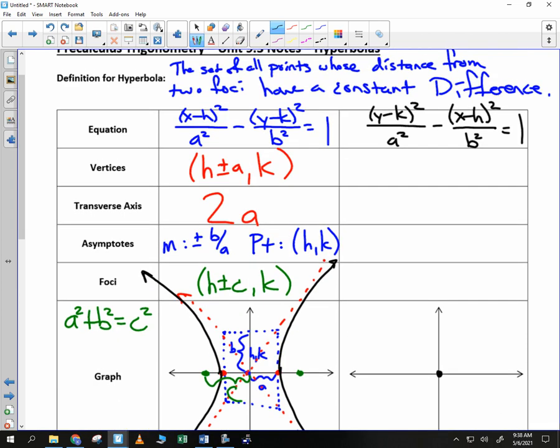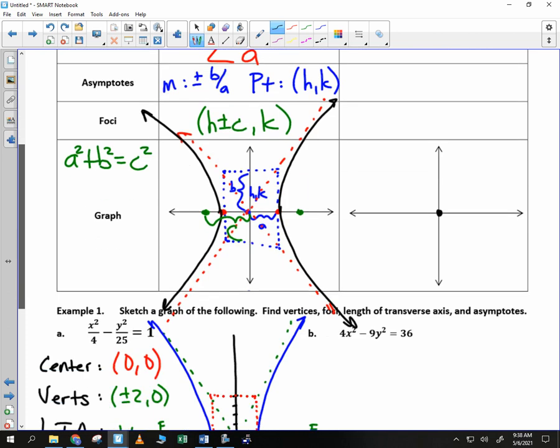How many units will I move vertically from my box now? A. How many units do I move horizontally? B. So as I make my box, I go A units up, and I go B units to the left and right.